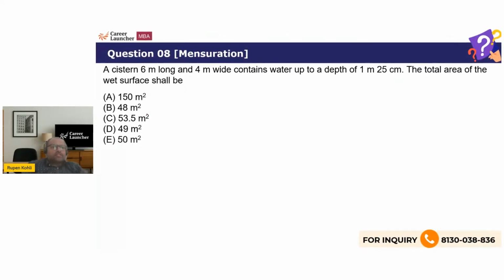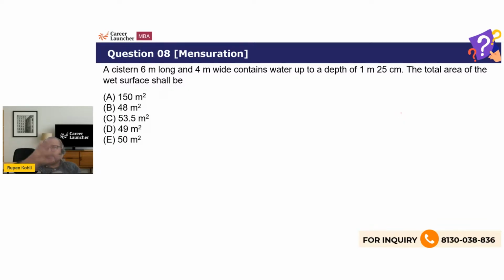Okay, mensuration. So let's see, right? A cistern 6 meters long and 4 meters wide contains water up to a depth of 1 meter 25 centimeters. The total area of the wet surface shall be. देखिए, क्वेश्चन को ध्यान से समझना है. Cistern means just a tank kind of, right?